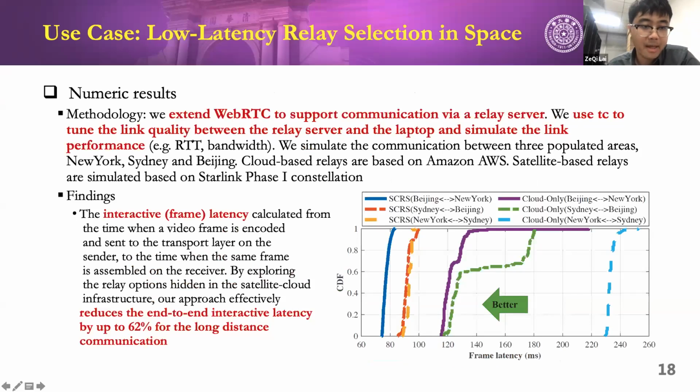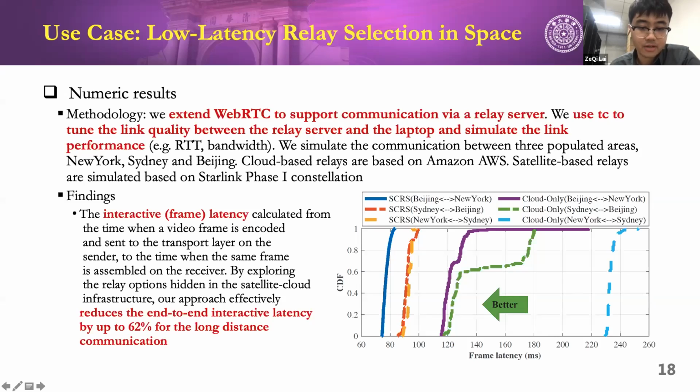Here are some numeric results. To conduct this evaluation, we first extend WebRTC to support communication via a relay server. We use TC, which means traffic control in Linux, to tune the link quality between the relay server and the laptop and simulate the link performance. For example, we simulate the RTT and bandwidth over time. We simulate the communication between three populated areas: New York, Sydney, and Beijing. Cloud-based relays are based on Amazon AWS, and the satellite-based relays are simulated based on the Starlink Phase 1 constellation.